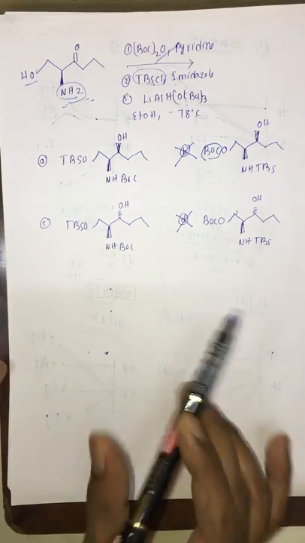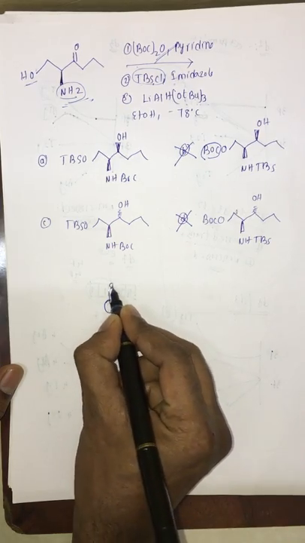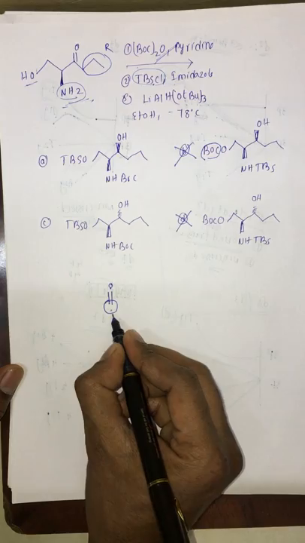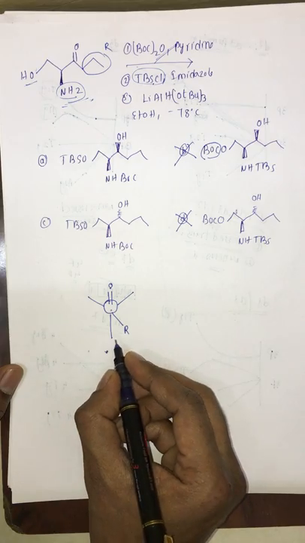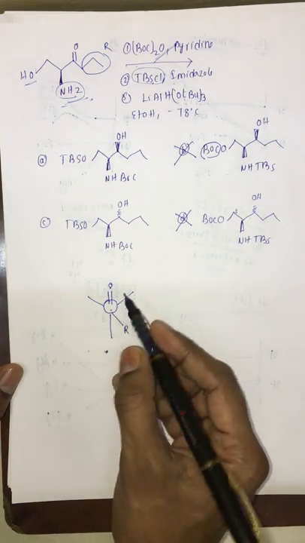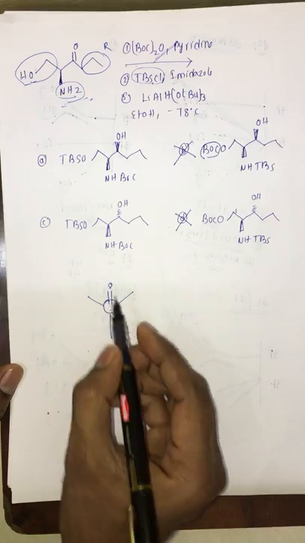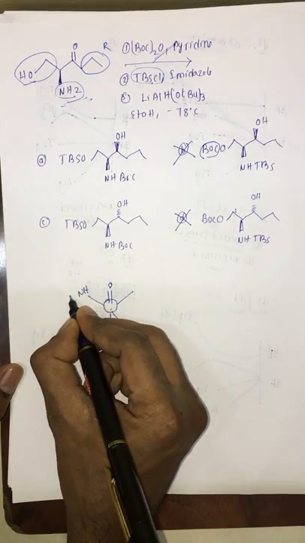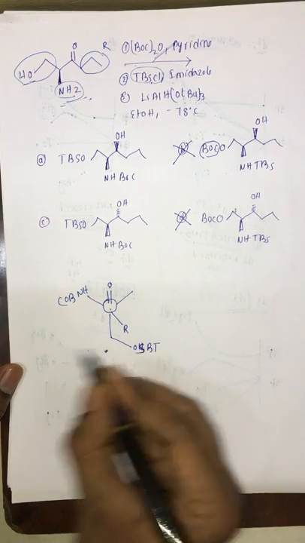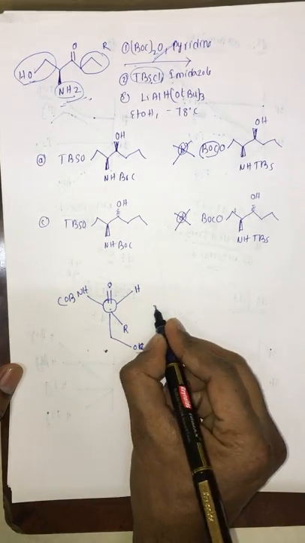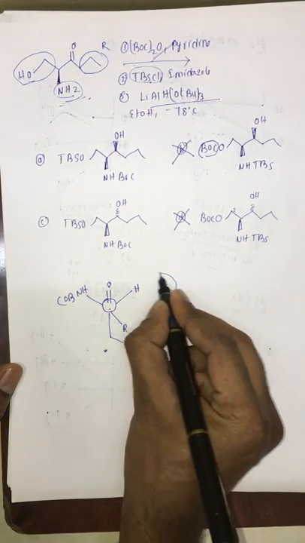Okay, these two are clear. So now we need to apply Cram's rule here. Okay, I am taking this whole group as R so that you will not get confused. So here, see, the large group will be this CH2OH, and NH is the medium group. So NHBOC is the medium group, and the small group is OSBT. Okay, and here hydrogen will be here. So this is the reducing agent, lithium aluminum tri-tert-butoxy hydride. H minus goes from this side to this side.